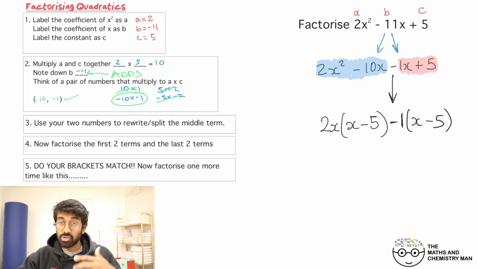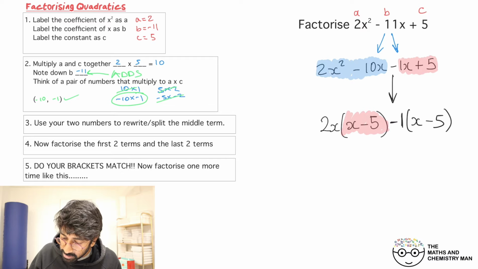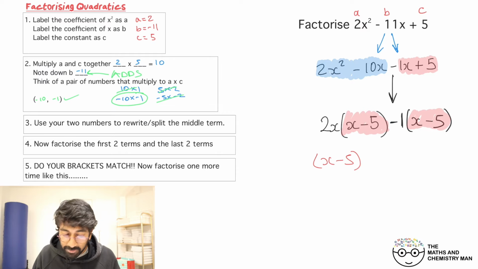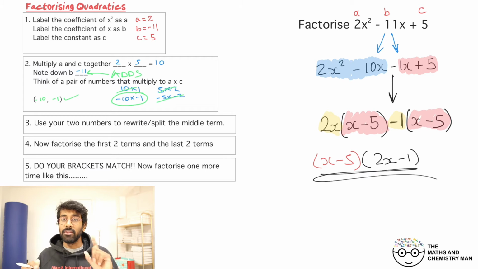Two ways to double check that you factorized correctly: go and expand it and make sure you get back to this, or the brackets that you have here should match up. That's another good way to check it. So these match. I'm going to highlight this and highlight this. And they together form my first bracket, so x minus 5. And then whatever is left over, that 2x over there and the minus 1 over there, they form your second bracket, so 2x minus 1. And there it is. That's factorized.